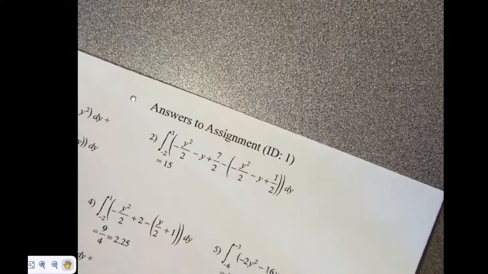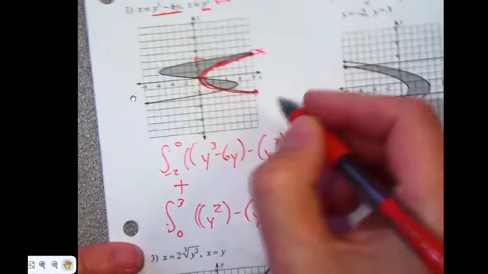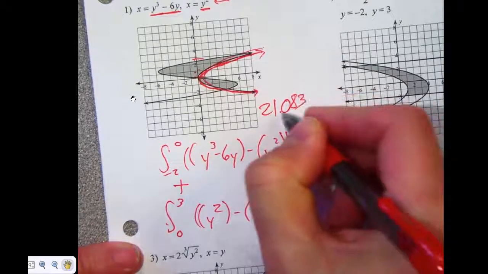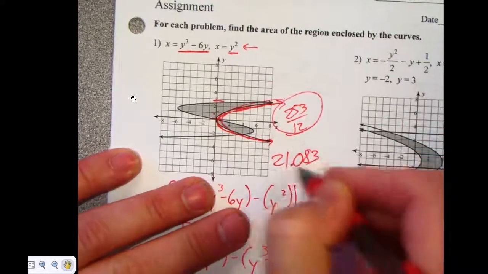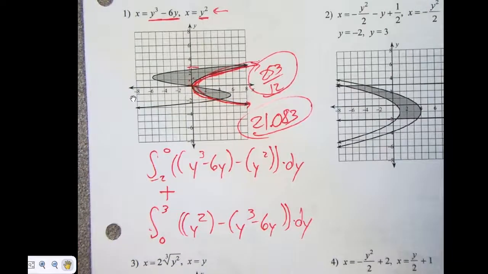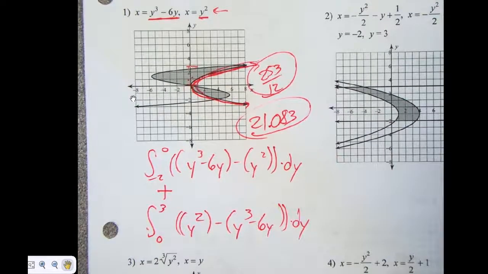So it looks like it's 21.083, 253 over 12. So we should be good. And then we'll do a couple that you know the graph for. We get what we should be getting? We're good?